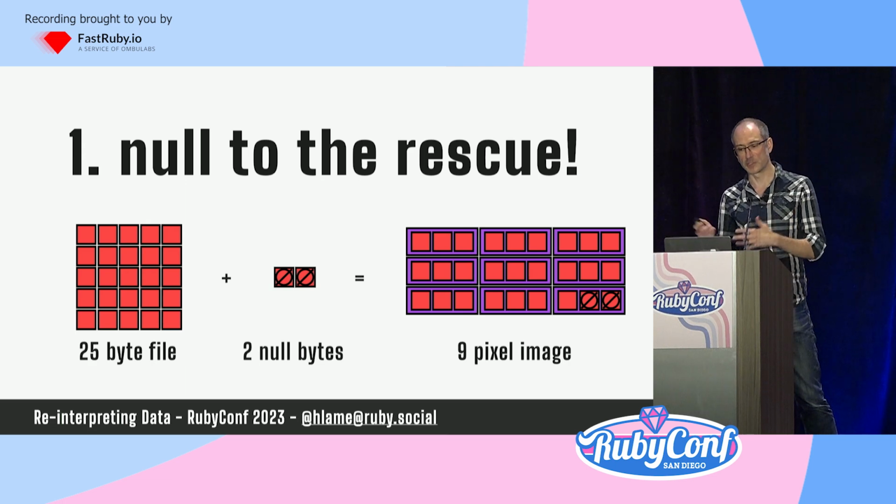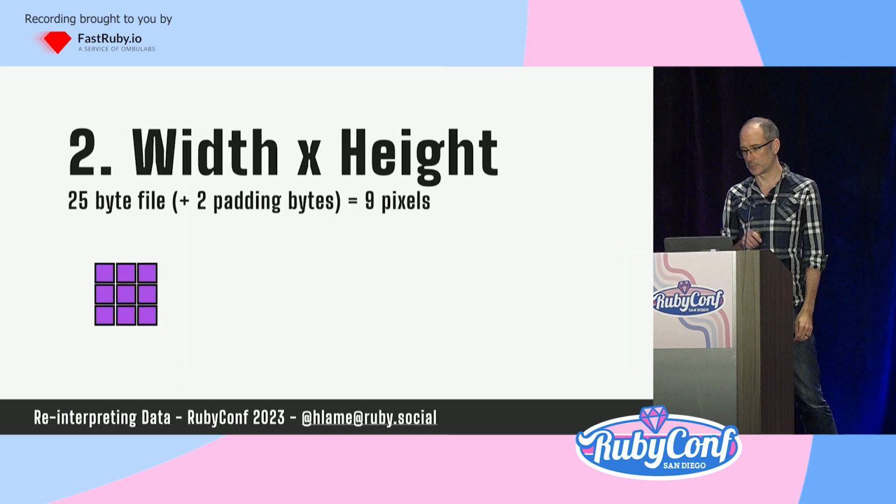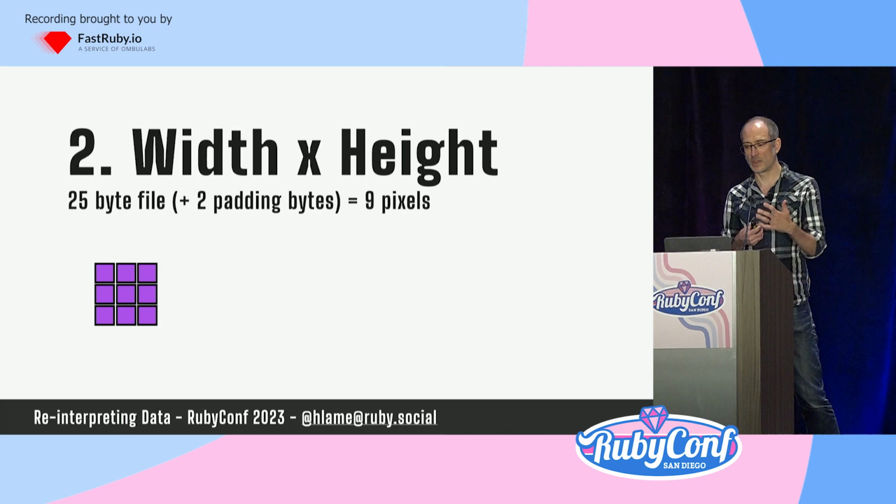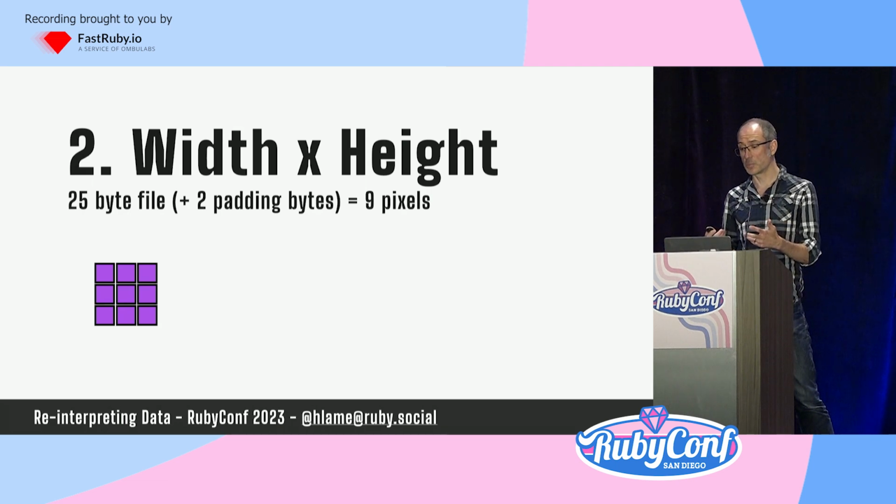Just a function of the file size and the color depth. Problem solved. The second problem is one of rectangles, width and height. Images have to be rectangles, so we need to arrange our pixels into rectangles. Our padding example is really simple. We've got a 25-byte file, which we pad to 9 pixels. 9 pixels is a lovely 3x3 square.